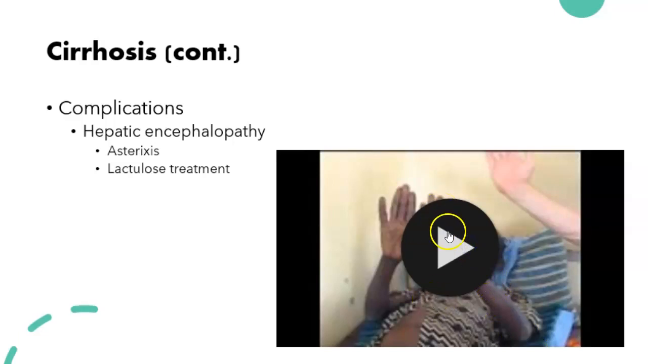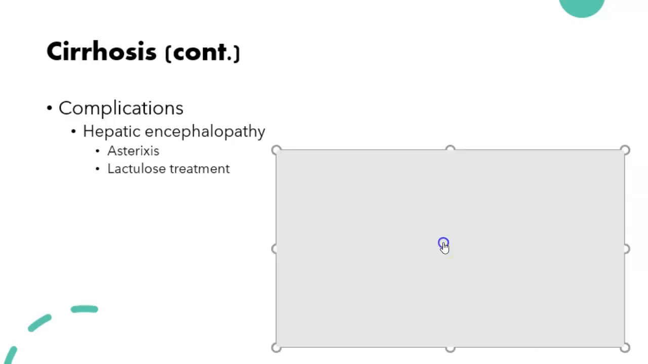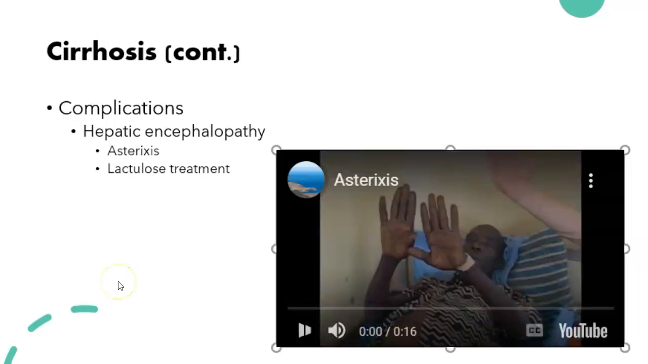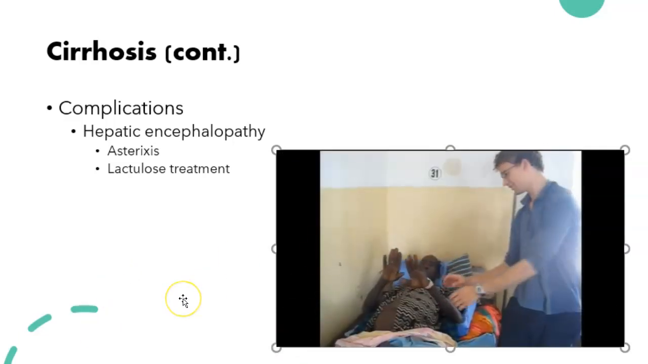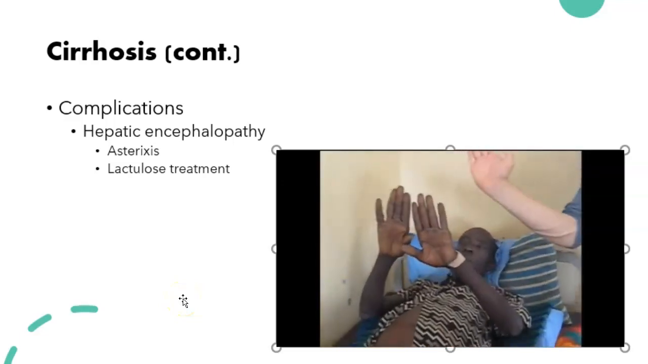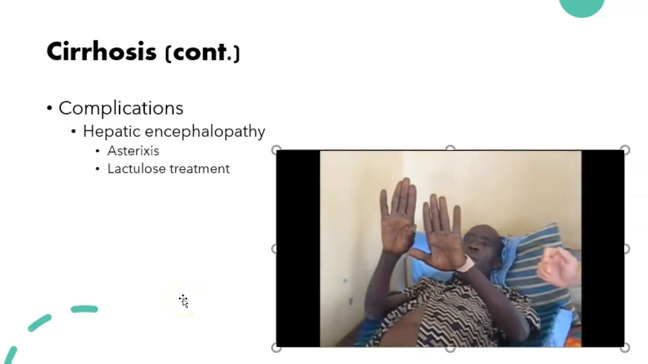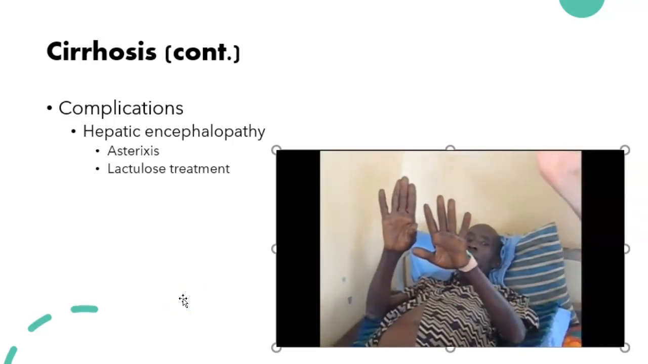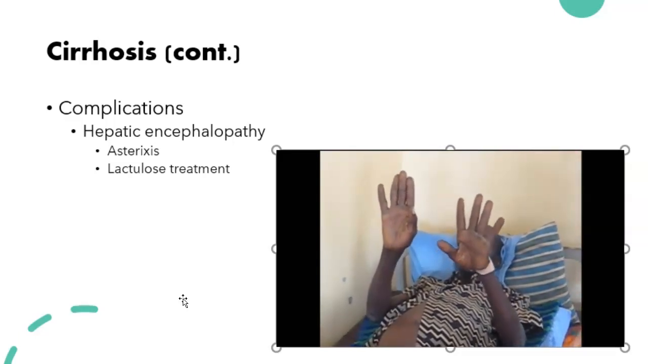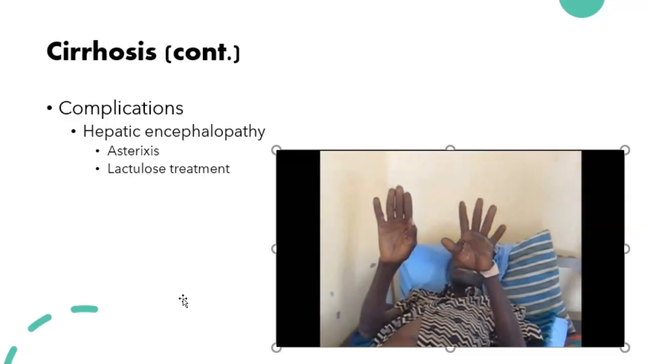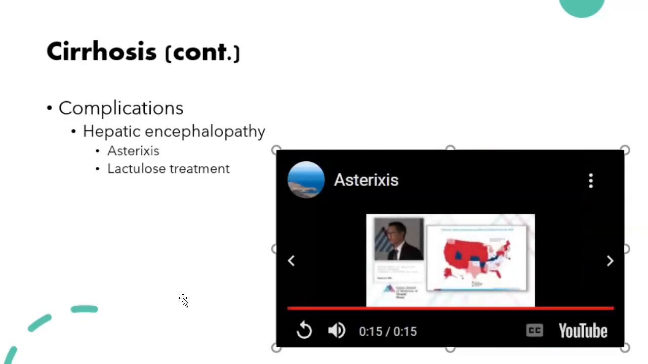I will play this video. This is a demonstration of asterixis, which is that hand flapping. So you can see there is irregular hand flapping, extension and flexion of that wrist.